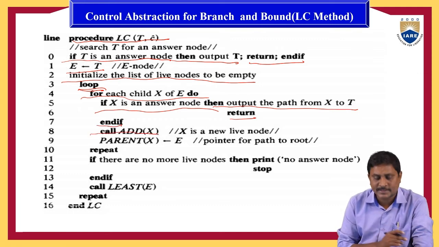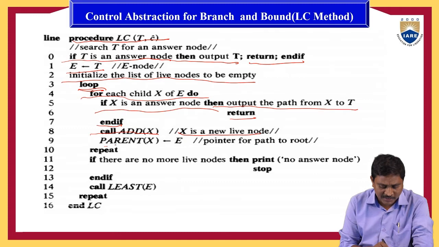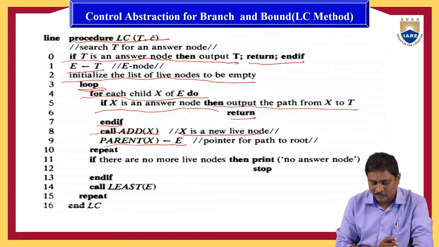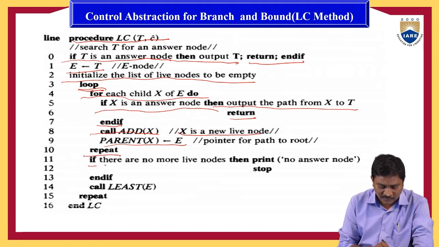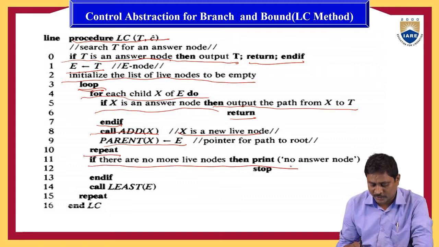Call add of x. Call that add of x function. X is the new live node, and we're repeating for all the remaining nodes. Parent of x is equal to E. So in this way, we find the path from the parent root node to the child nodes. Repeat. If there are no more live nodes, then print that answer node and stop.